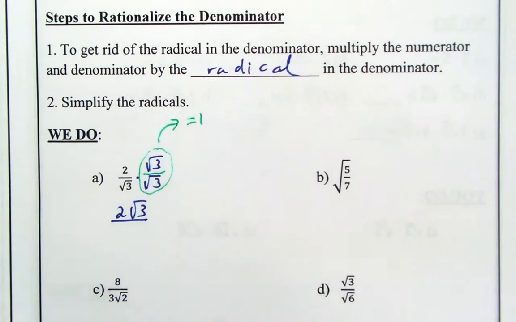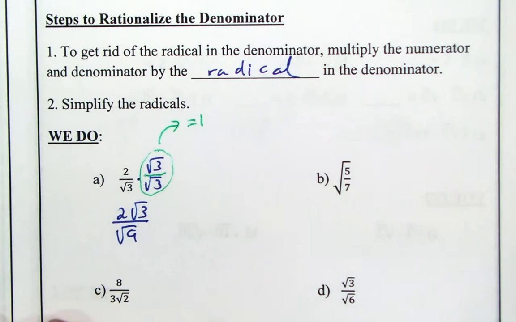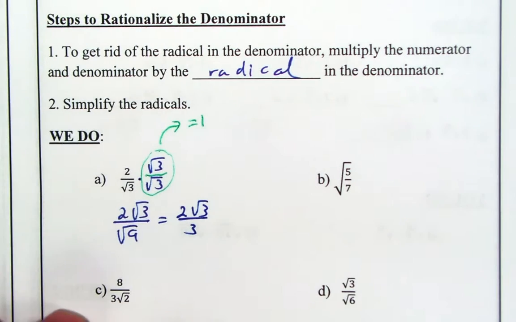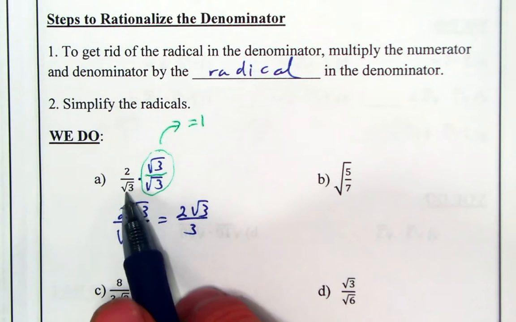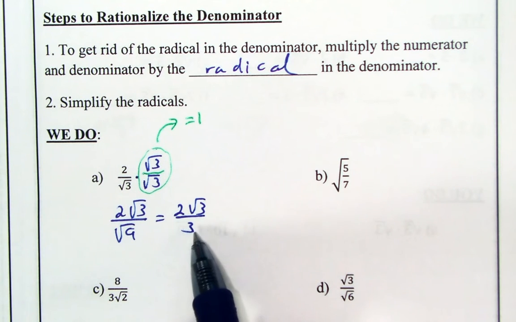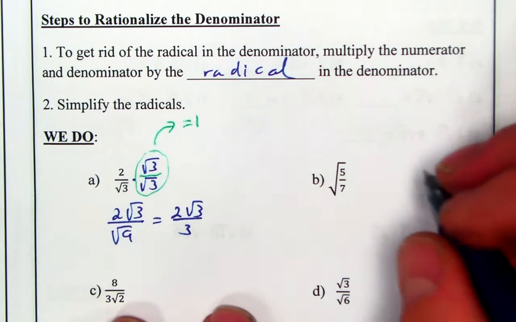Use our product property. Root 3 times root 3 is root 9. Now simplify. We have 2 root 3 over 3. So the radical was in the denominator. We did a little bit of our math. It's no longer there. Okay, so we have root 5 sevenths.